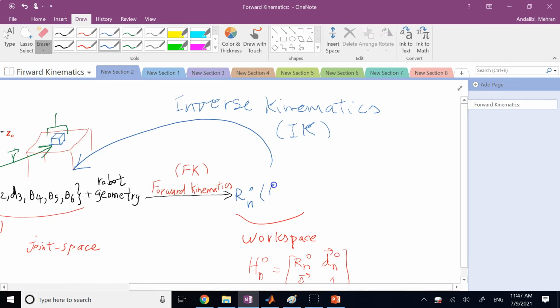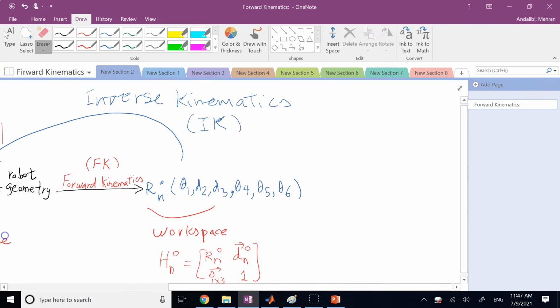So here, let's say I write it as this, correct? So Rn is a function of that, and then D also, and 0 is a function of those. Once we have these functions, it's over. Anytime I know my joint variables, I plug them in and I can get R and D, and that means I know my end effector position and orientation. So I got my forward kinematics equations.